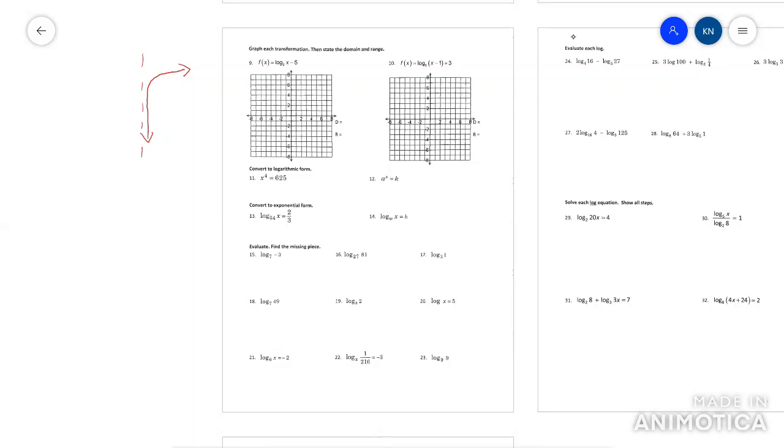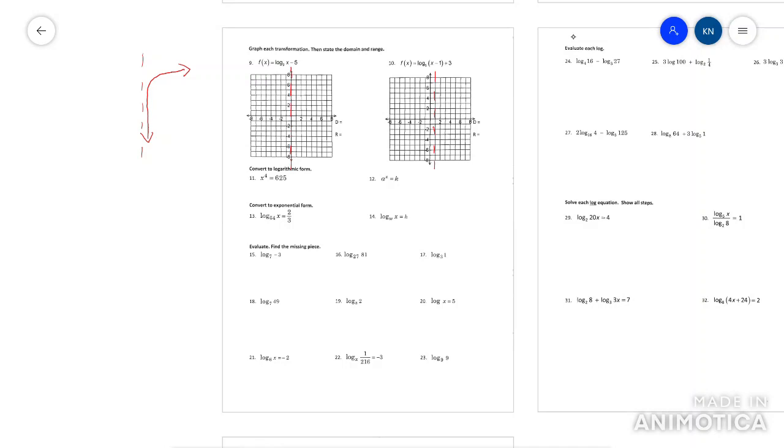If they don't have a horizontal shift, this one has a horizontal shift. It's at x minus 1. So you would put that vertical asymptote at 1 because x is 1. This one does not have a horizontal shift. This minus 5 is not grouped with that x. It's a vertical shift. So this one's just on the y-axis here, x equals 0.